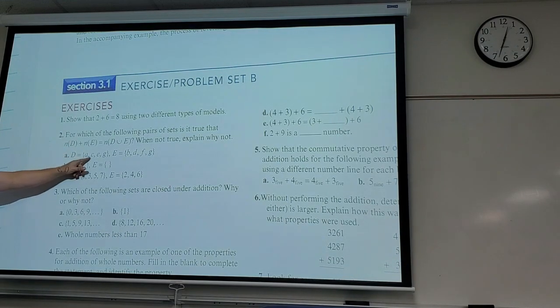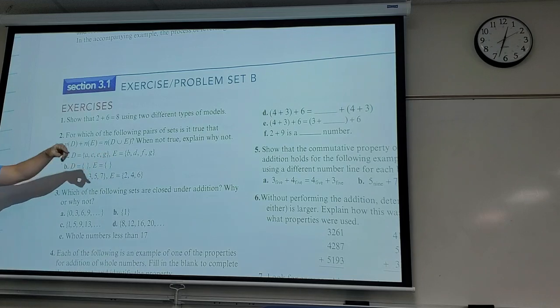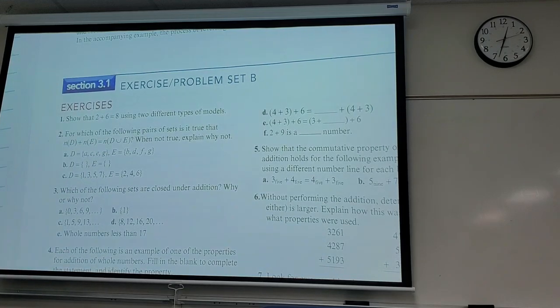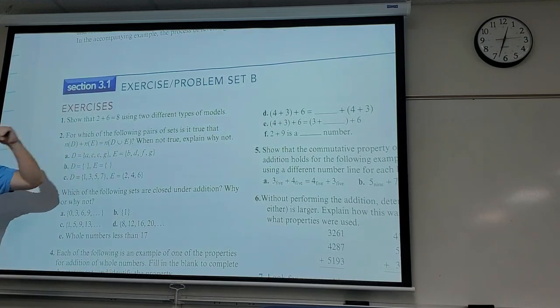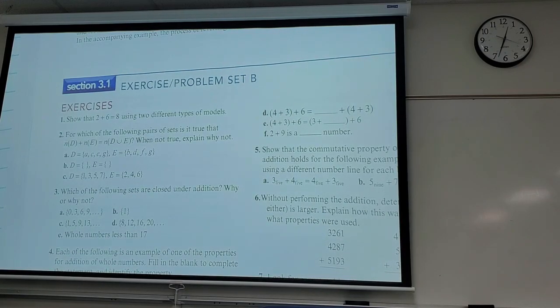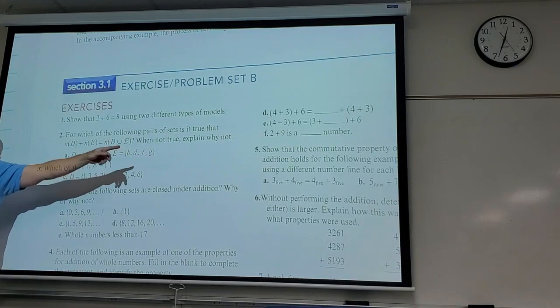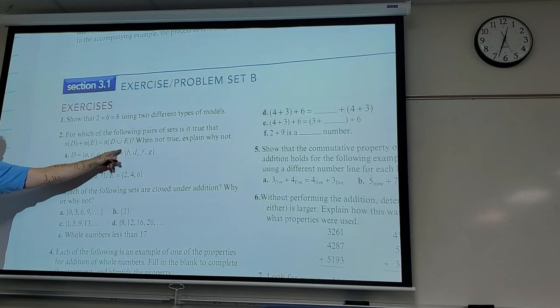How many elements are in D? 4. So the size of D is 4. How many elements are in E? 4. Now, if you do the union of them, do you end up with 8 things? No. So is this statement true then? It would have to be 8 here, of course, right?